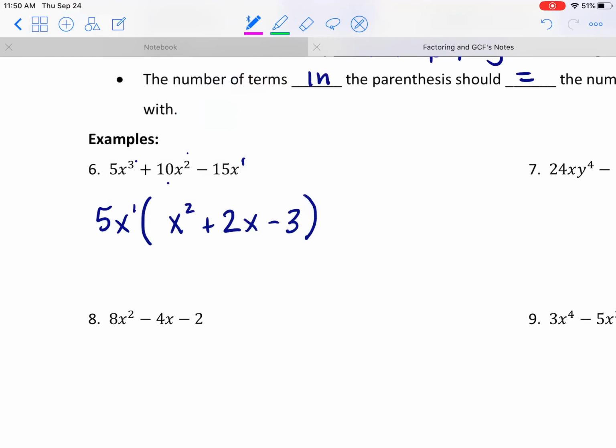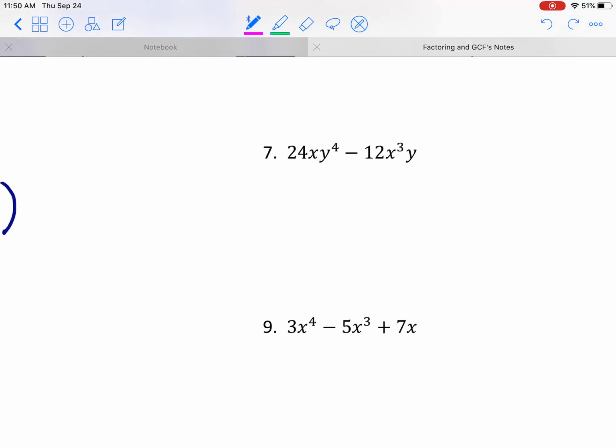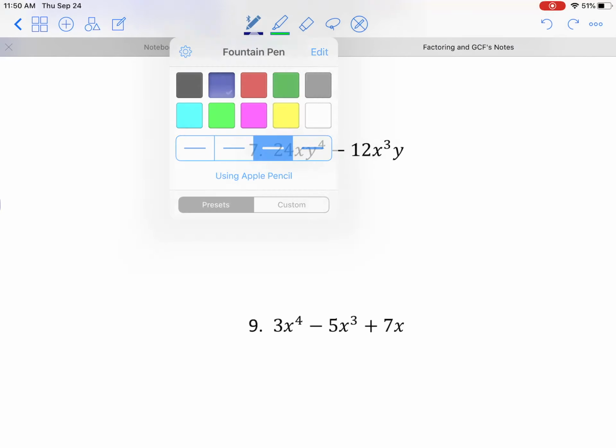And again, if I wanted to do a quick check, you can just do this in your head. Here's my 5x cubed that I started with. Here's my 10x squared that I had next. And then here's my negative 15x that I had at the end. Boom, factored. We took one polynomial and made it a product of 2. Okay? All right, how about here?